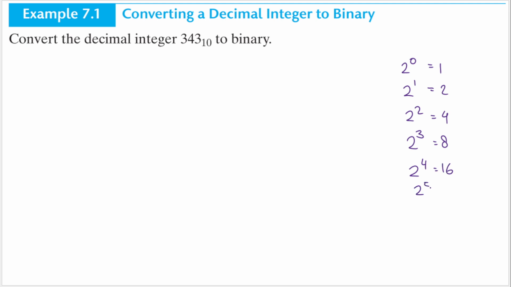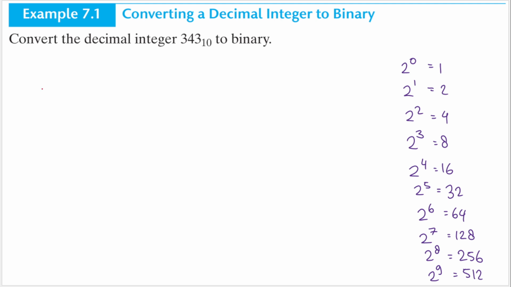2 to the fifth power is 32. 2 to the sixth power is 64. 2 to the seventh power is 128. 2 to the eighth power is 256. And 2 to the ninth power, that will be 512. Because this already exceeds 343, we just stop here.